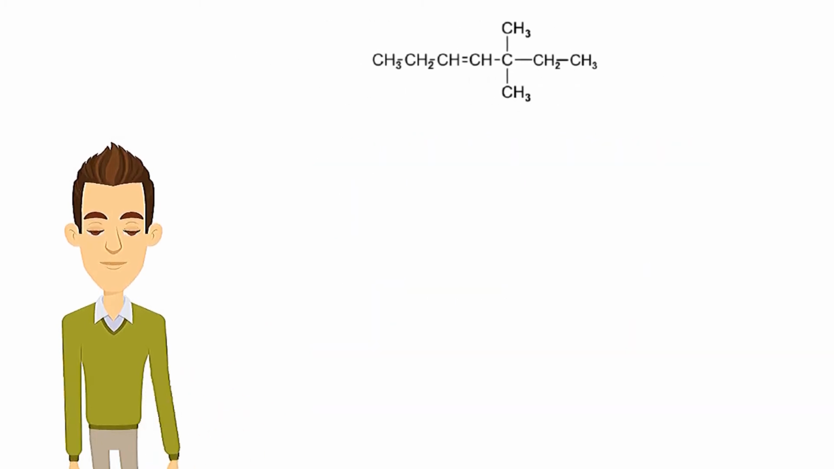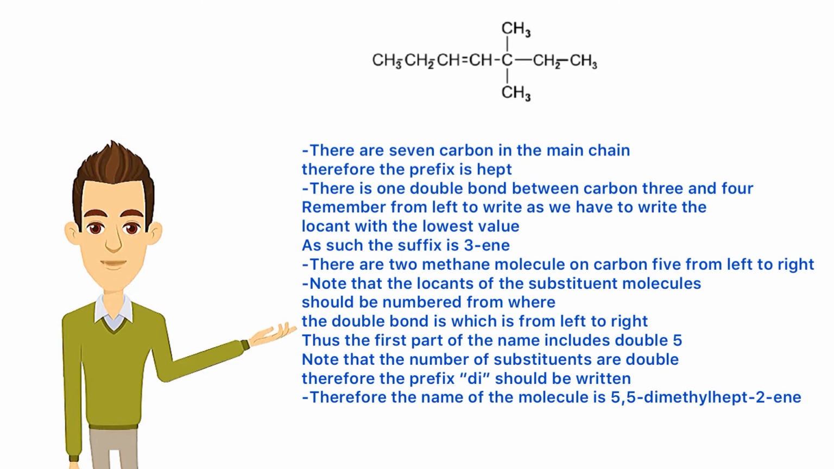Here is another example of a hydrocarbon molecule. Go ahead and pause the video and give it a try. There are 7 carbons in the main chain. Therefore the prefix is hept. There is 1 double bond between carbon 3 and 4. Remember, from left to right, as we have to write the locant with the lowest value. As such the suffix is 3-ene.